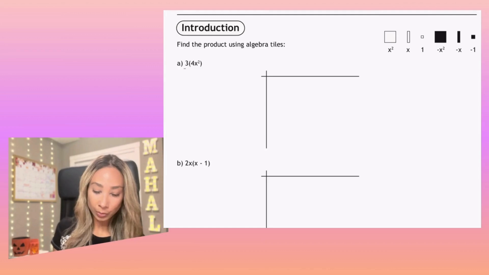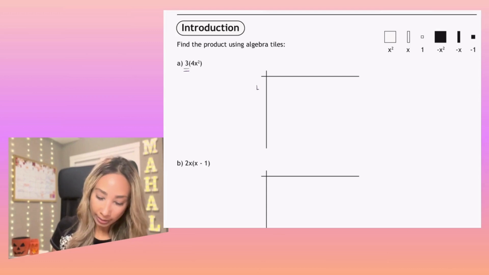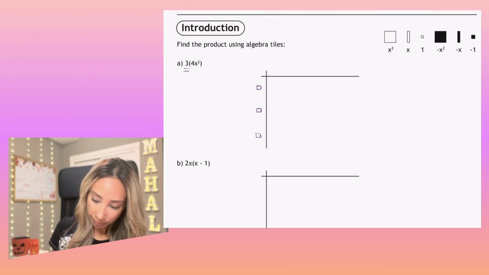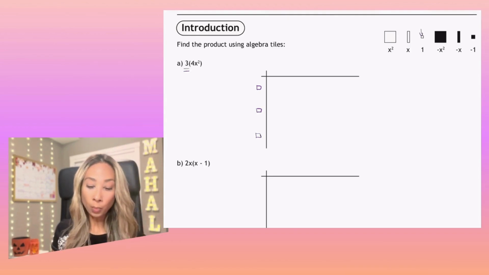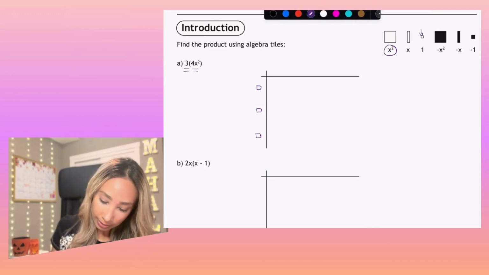So what I'm going to do is we're going to say we're going 3. So just the number 3. So I'm going to go ahead and just write the little tiles that represent 3. Right, so just that tile there. And we're multiplying it by 4x squared. Well, here's my x squared, and then we just need 4 of them. So that's going to look something like this.